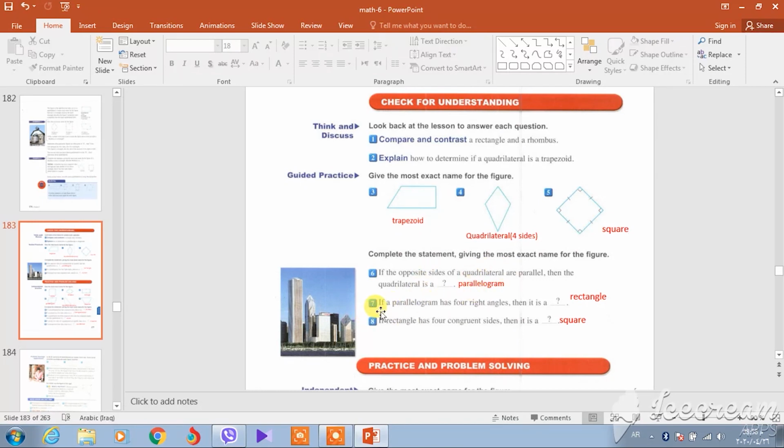Number 7, if a parallelogram has four right angles, it means we have a rectangle, student. So the answer is a rectangle.